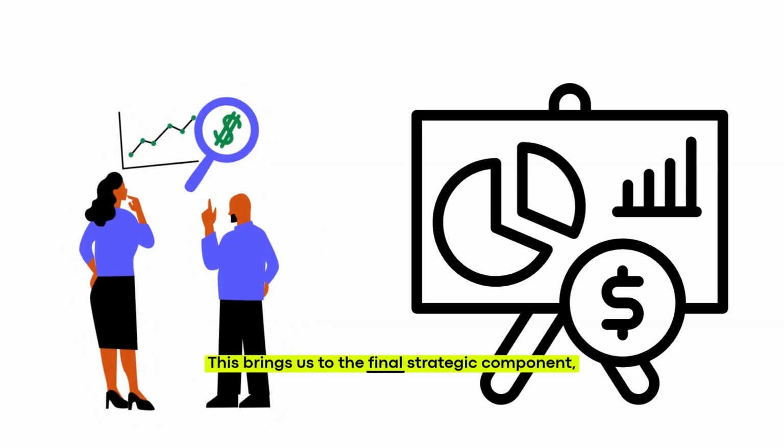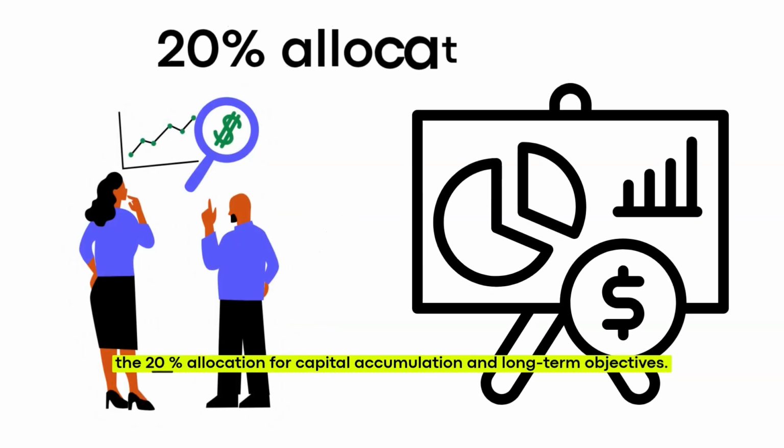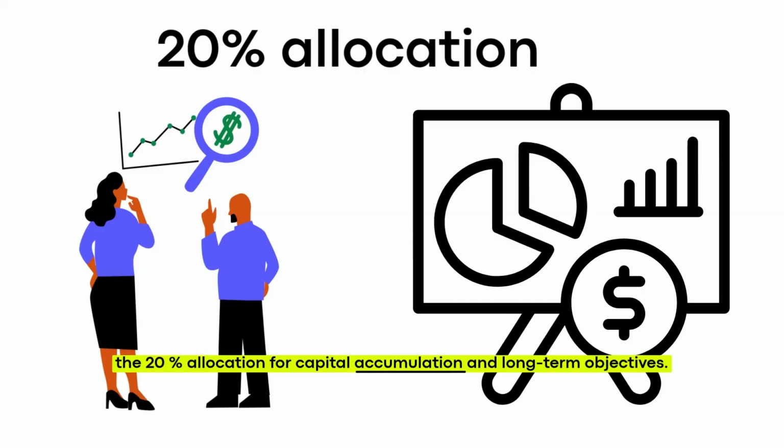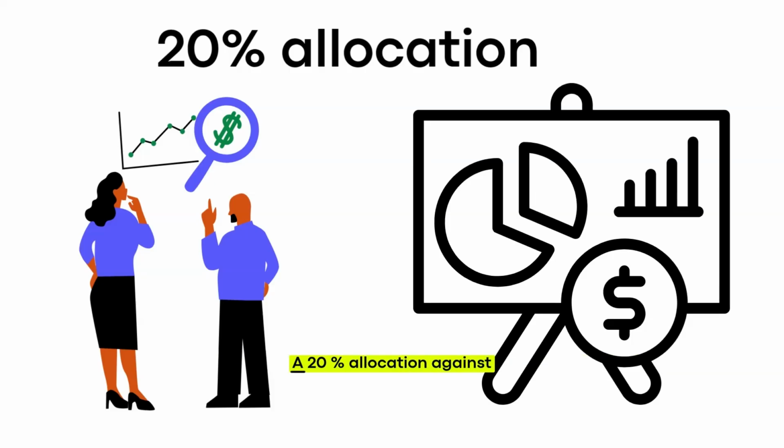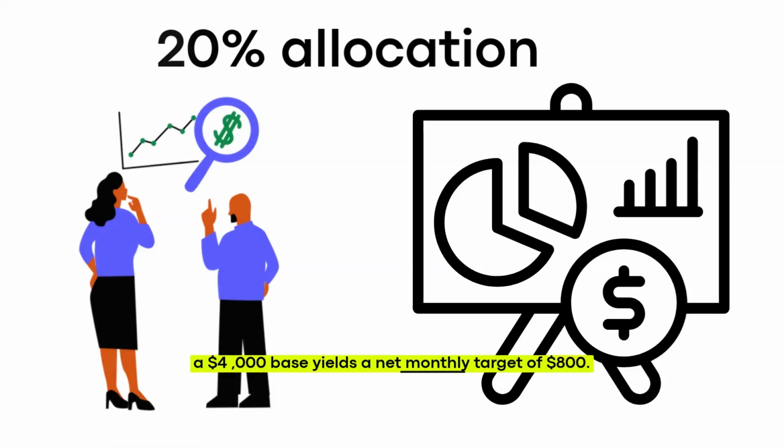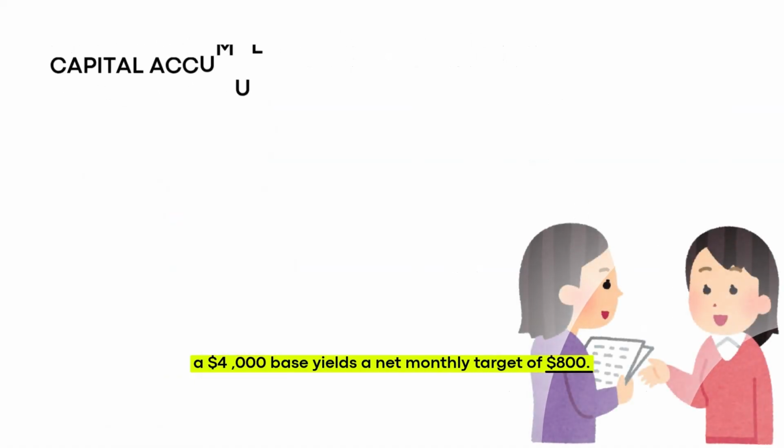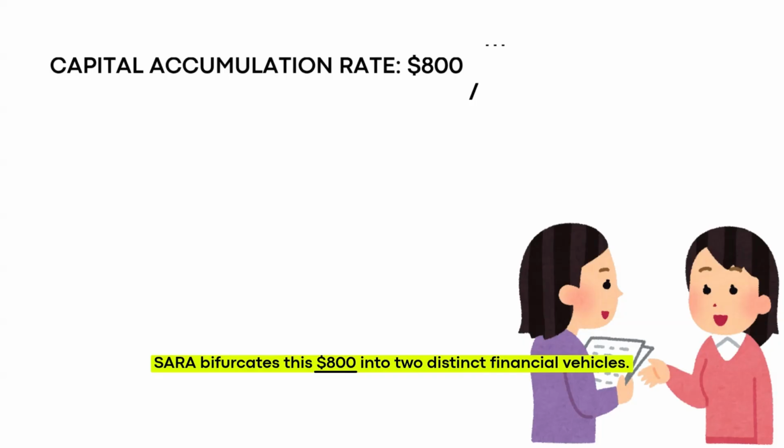This brings us to the final strategic component, the 20% allocation for capital accumulation and long-term objectives. This category serves as the core financial engine of the model. A 20% allocation against a $4,000 base yields a net monthly target of $800. Sarah bifurcates this $800 into two distinct financial vehicles.